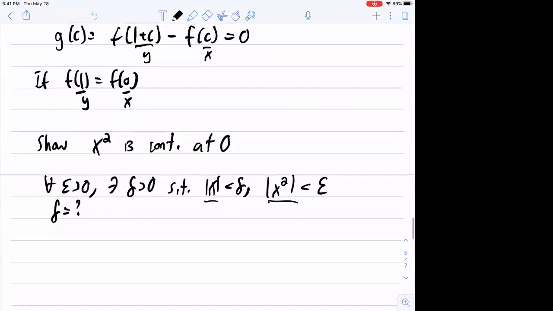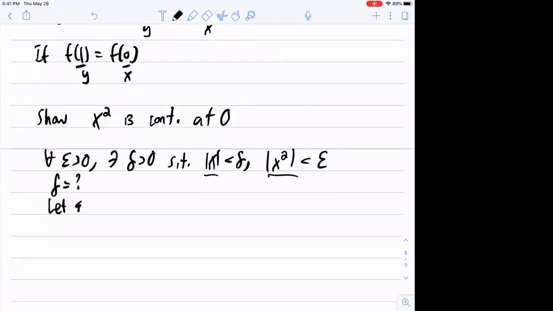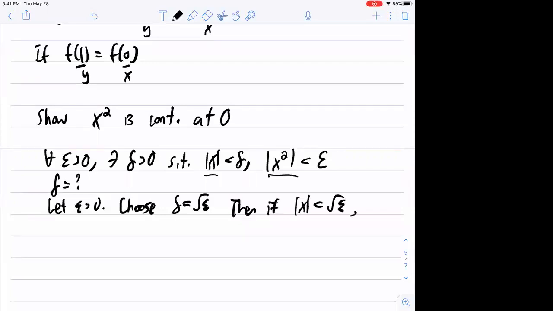So let epsilon be bigger than 0. Choose delta equals square root epsilon. Then if absolute value of x is less than square root epsilon, absolute value of x squared is less than epsilon. And then you're done, right? So should be fairly easy, right?